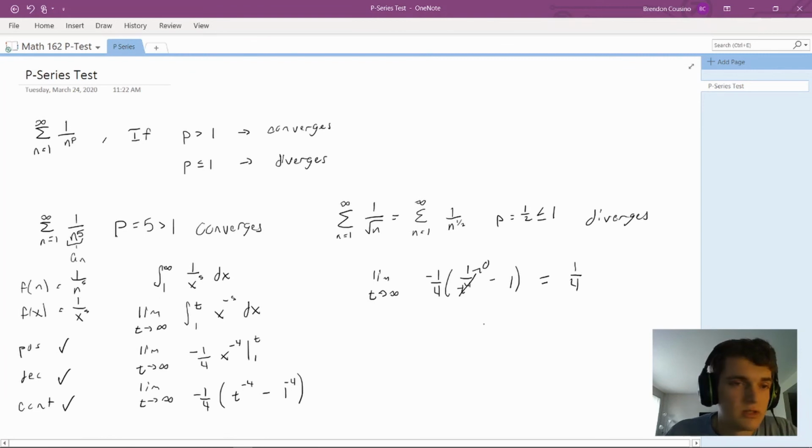Okay, so just remember, if you're working with a p-series, it has to be in this form, and if your p-value is greater than 1, your series converges, and if your p-value is less than or equal to 1, your series diverges. So the p-series is going to end up being very, very useful when we get into the limit comparison test and the direct comparison test.